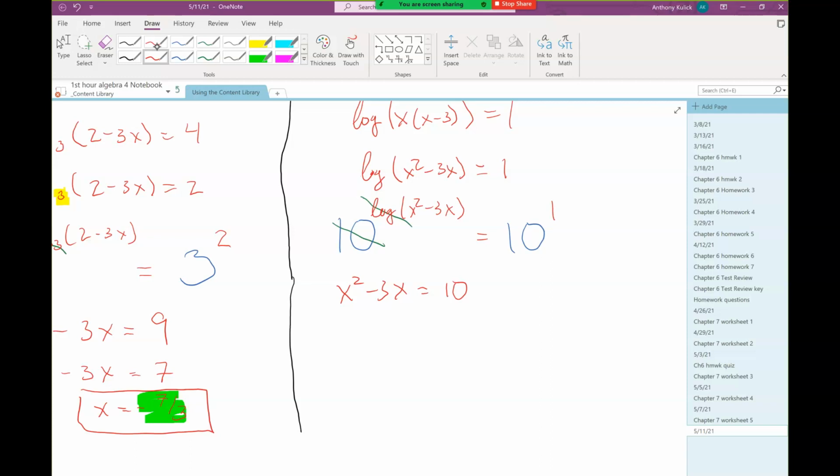To solve a quadratic equation, we have to first get it equal to 0. So I'm going to subtract 10 from both sides to make it equal to 0.